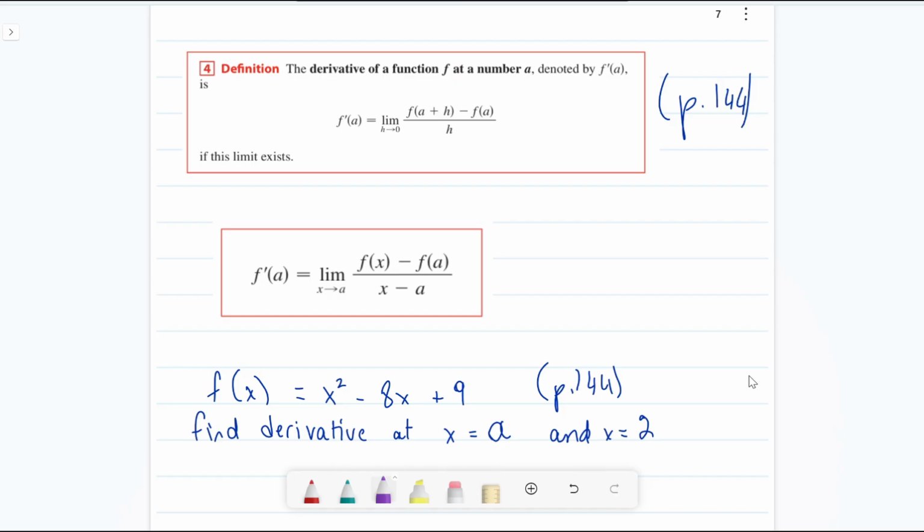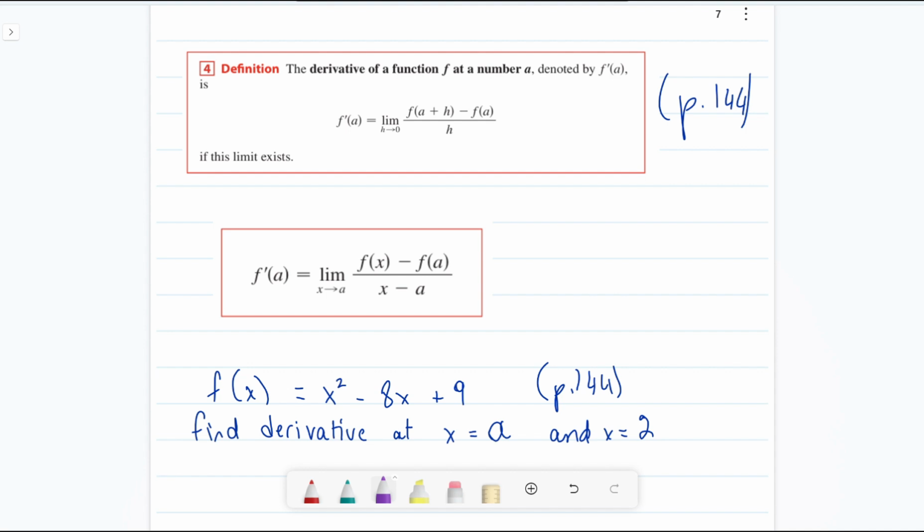Let's move on to another definition. And here we can see that the derivative of a function f at a number a, denoted by f prime of a, is the limit of f of a plus h minus f of a divided by h as h approaches 0, if this limit exists. And again, f prime of a equals the limit of f of x minus f of a divided by x minus a as x approaches a. So this is just to sum up that we have two different ways to write the derivative, and both of these formulas are equivalent, as I mentioned earlier.